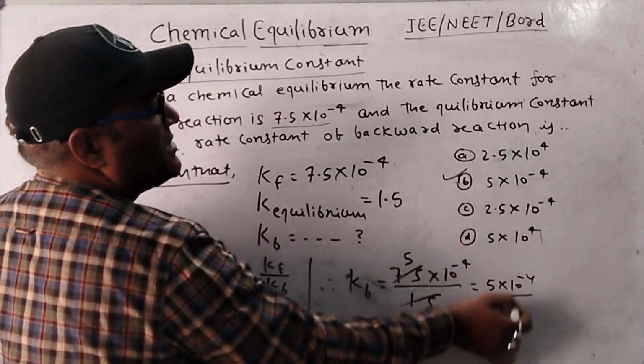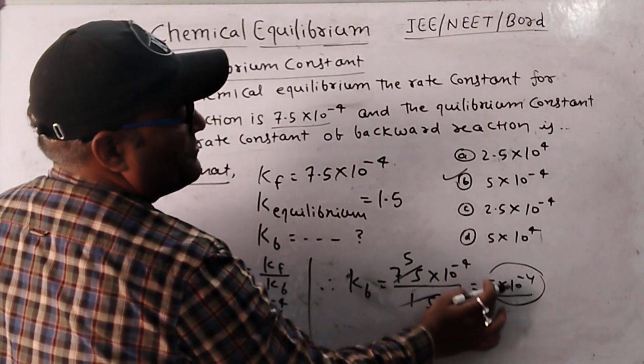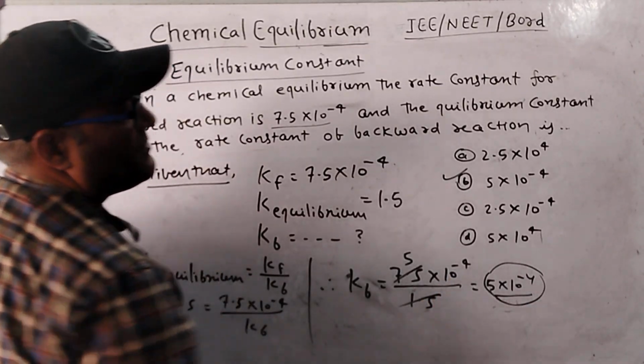Option D, 5 into 10 to the power minus 4. Now this question is solved. So this is the correct answer. You can take a screenshot.